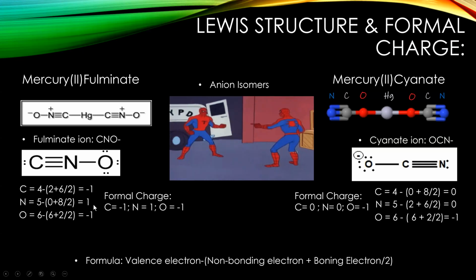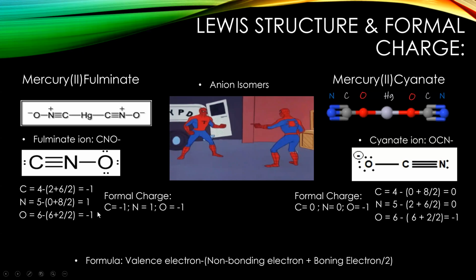Then it's the non-bonding, so basically the dots around, and then the bonding, which is in each line. And each line consists of 2 valence electrons, so for each line, it's times 2. So for carbon, it's C, and it has 4 valence electrons, which you can find in the periodic table. 2 non-bonding, which is these little dots, and then 6 because it has 3 bonds. So 2 times 3 is 6. Divided by 2 equals -1.